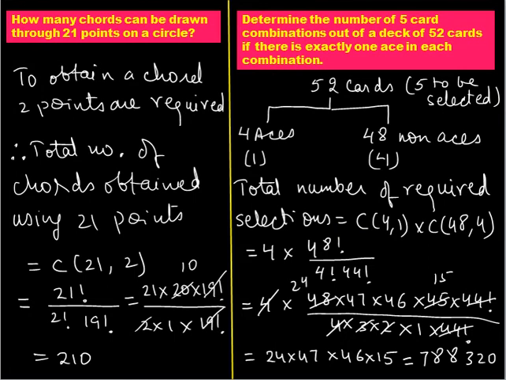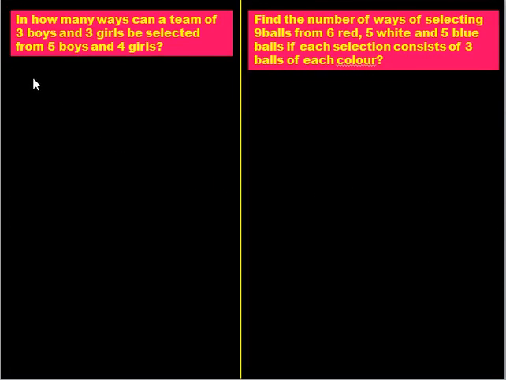Now taking another example, this one asks, in how many ways can a team of 3 boys and 3 girls be selected out of 5 boys and 4 girls? So what is available? We have got 5 boys and how many girls? 4 girls. This is the given number. But out of these 5 boys, we need 3, and out of these 4 girls also we need 3. So let us make a team.